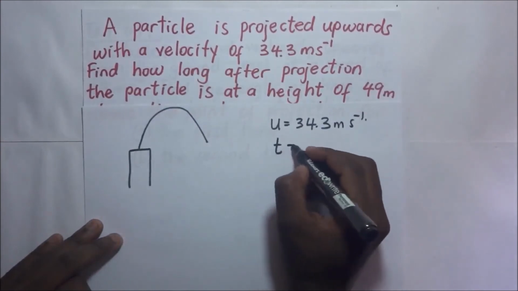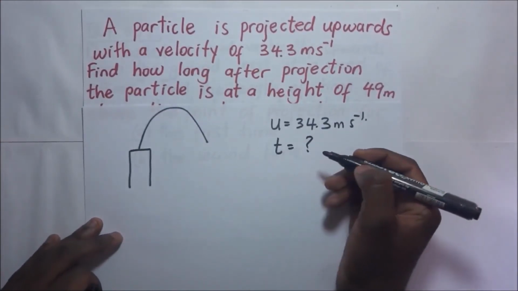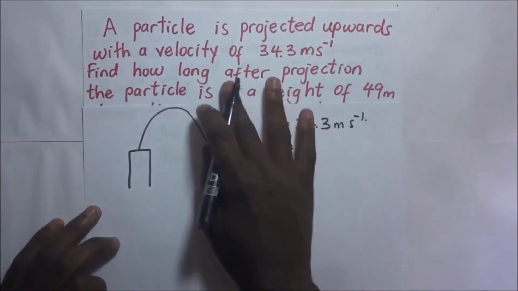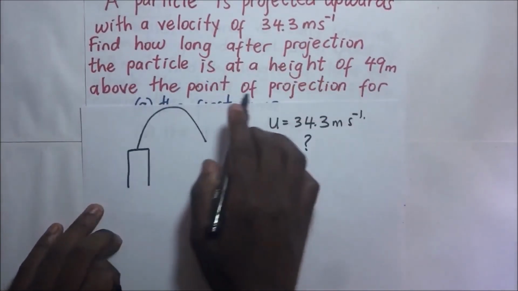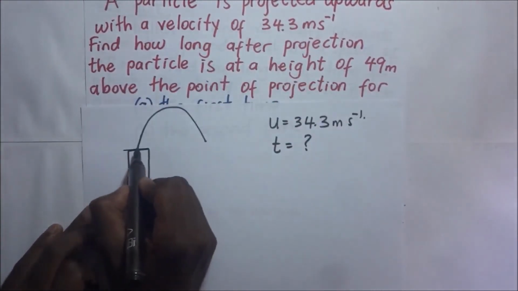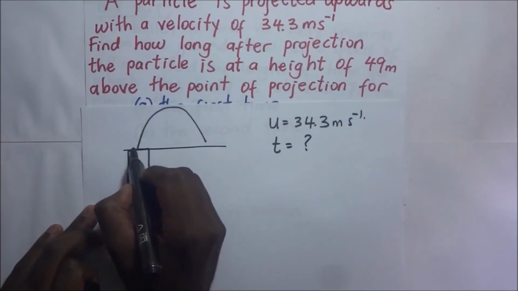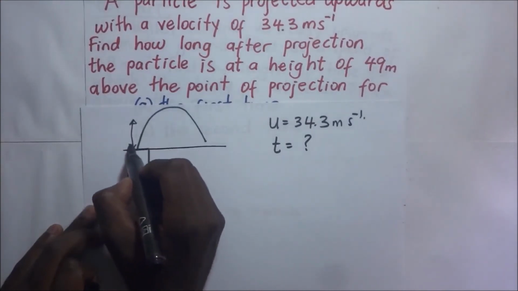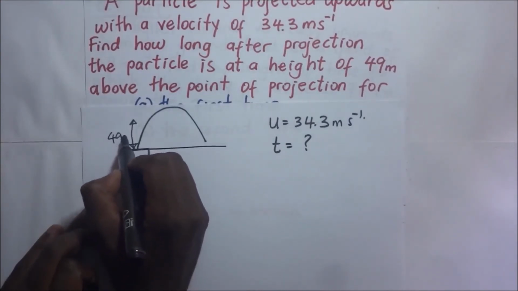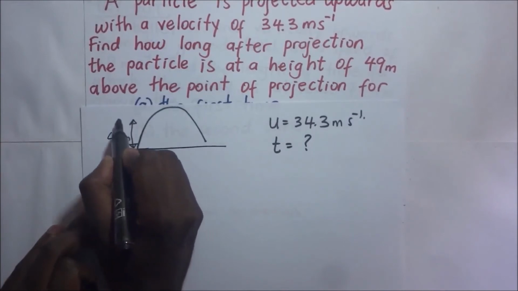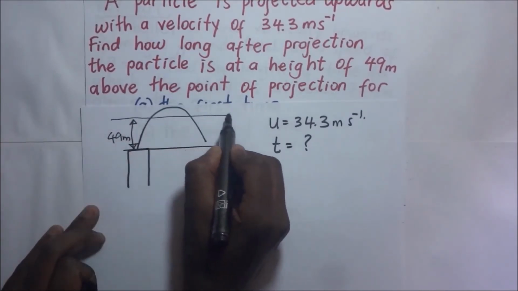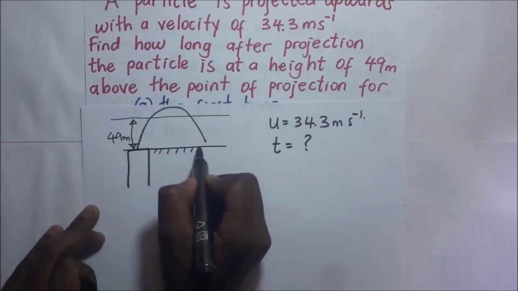So find how long after projection. They're asking for the time. How long after projection the particle is at a height of 49 meters above the point of projection. So this is the point of projection. Let's say this is 49 meters. This is the 49 meters above the point of projection. This is our point of projection.